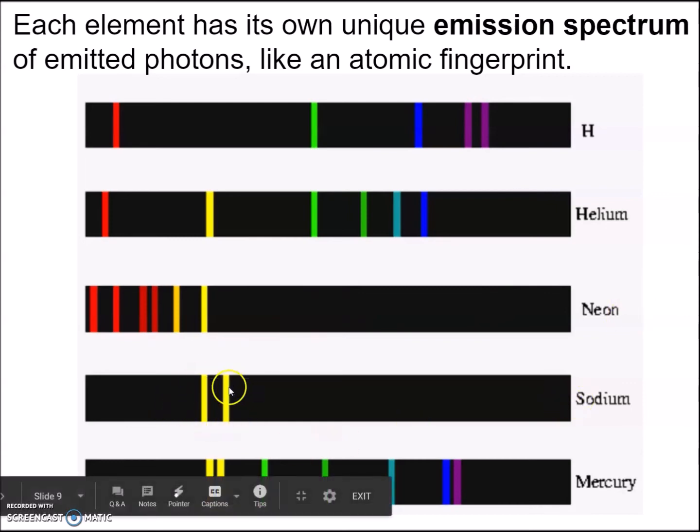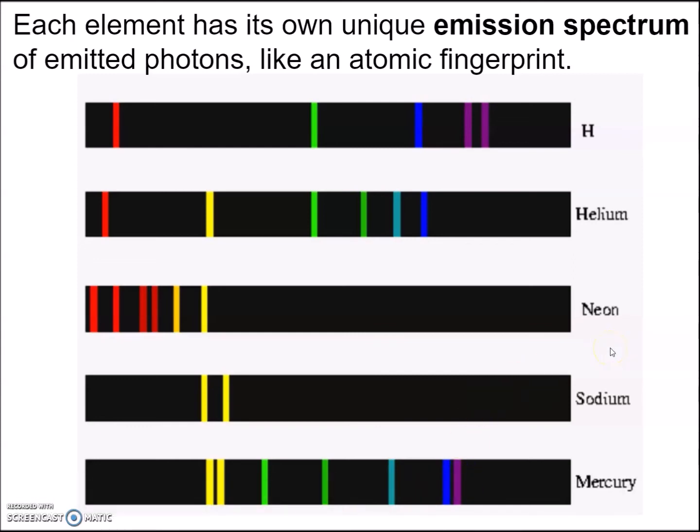Sodium emits just yellow light. Mercury emits yellow, green, darker green, kind of an indigo, and a blue and a purple, which are pretty close in wavelength. Every single element has its own unique emission spectrum. And you could think of it as like an atomic fingerprint.